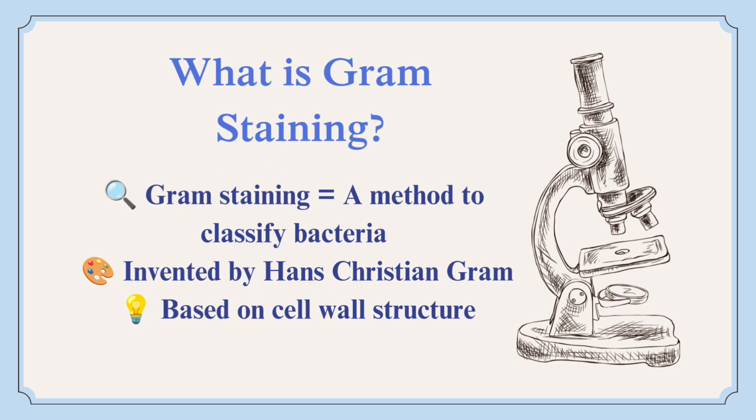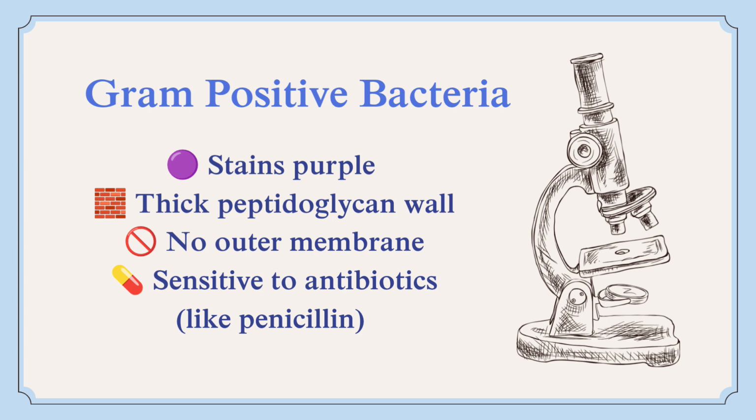Gram staining is a laboratory method that uses a violet dye to separate bacteria based on their cell wall. This helps identify and treat infections faster. Gram-positive bacteria retain the violet stain and appear purple. They have a thick cell wall but no outer membrane, which makes them more sensitive to antibiotics.